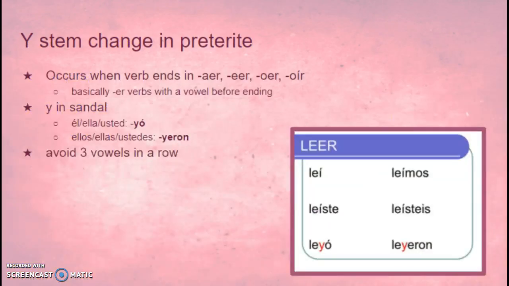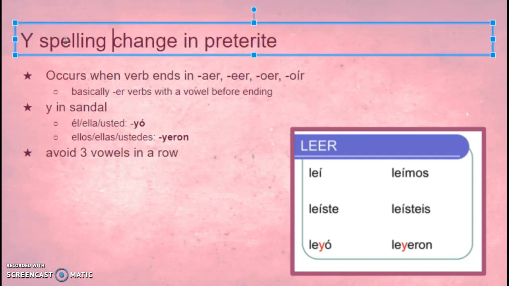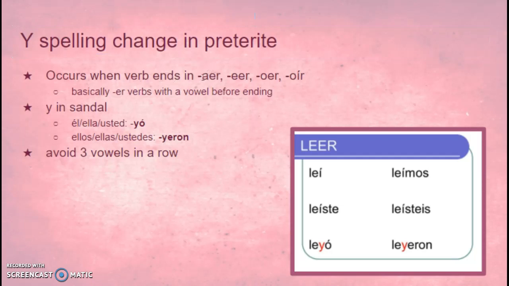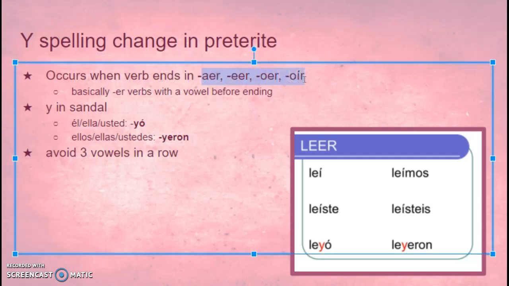One last point I wanted to include in this video is the Y spelling change in the preterite. So this happens when verbs end in any of these letters. Basically, whenever there's an ER or IR verb, and then there's a vowel before your ER or IR. So if the last three letters end in vowel and it's an ER or IR verb, this is when it happens. So that would be verbs like leer, to read, creer, to believe, destruir, to destroy. And that's pretty much all we've learned so far in Spanish 1. So there's going to be a Y in the sandal, like you can see in this picture.